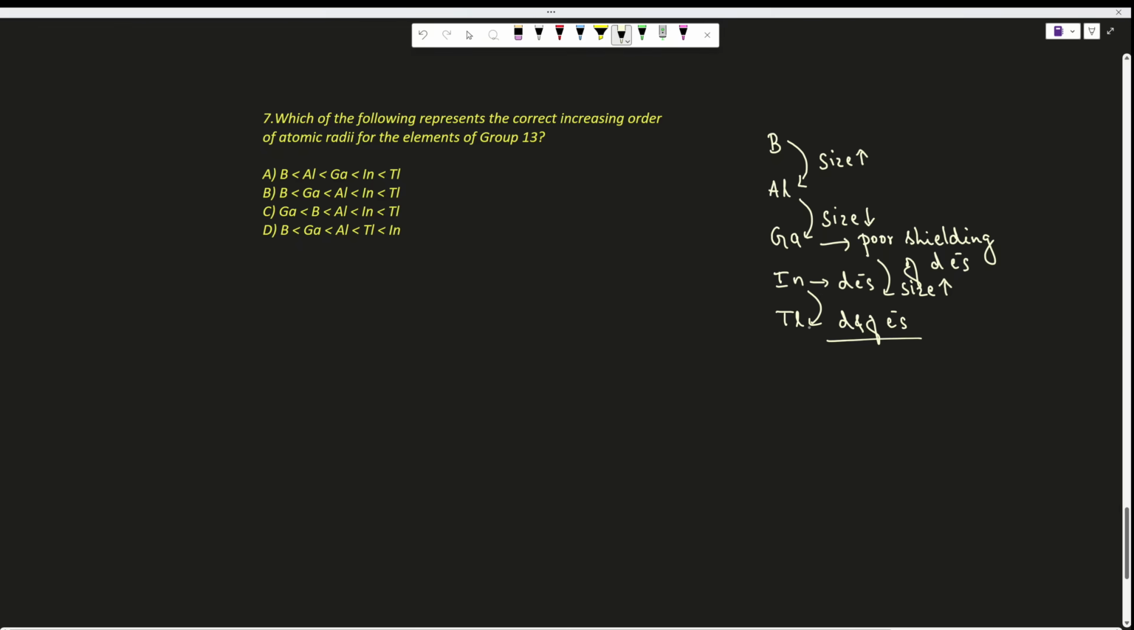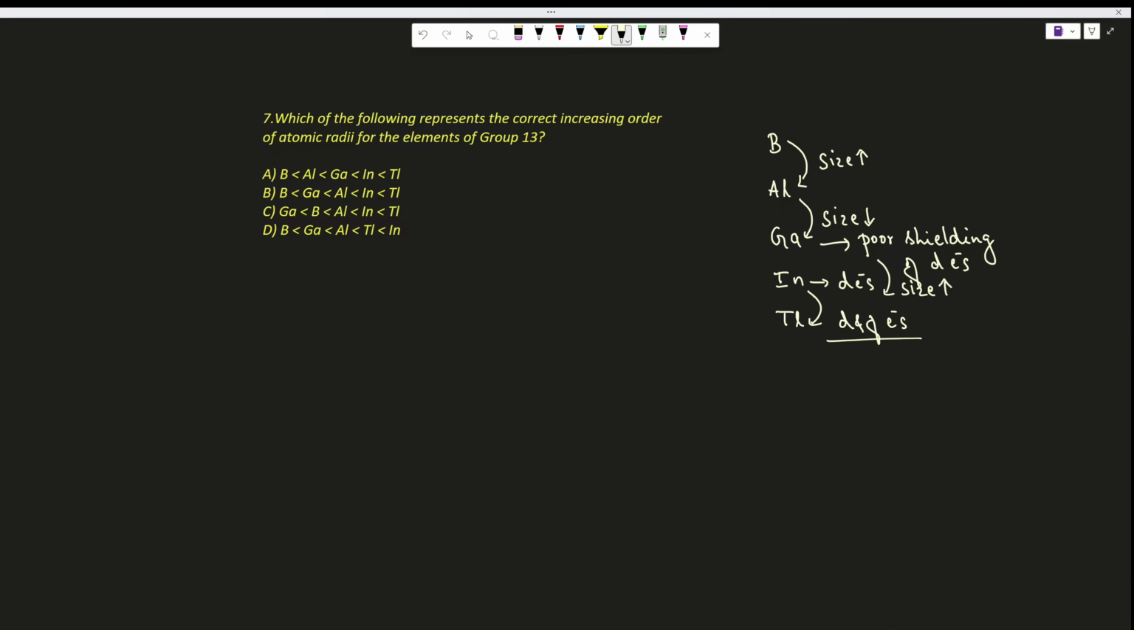So actually you expect that size has to decrease, right? But it is not decreasing here. Whatever we expect, that much increase won't happen. For example, we expect a 100 unit increase. Imagine that indium has 200 units, then we expect thallium to have a 300 unit radius. But what happens? It will increase just from 200 to 204. That's it, very little increase. That is again because of poor shielding of d and f electrons.